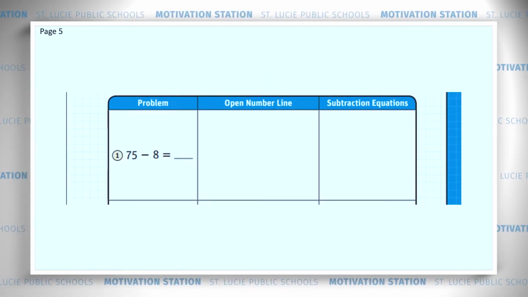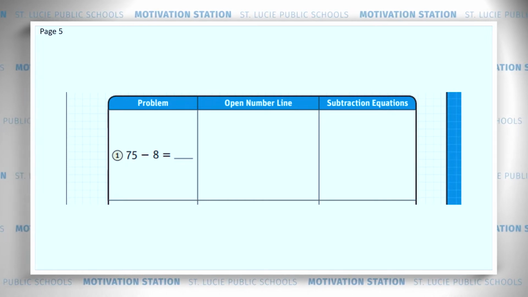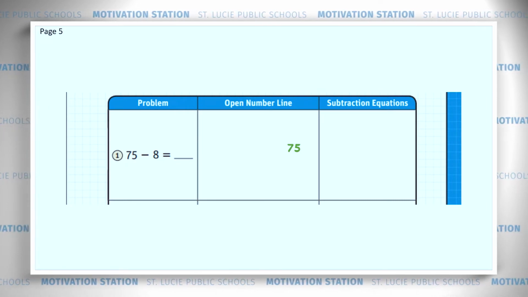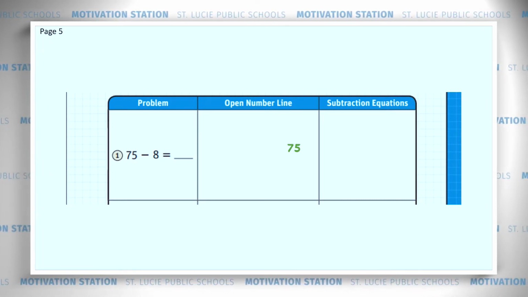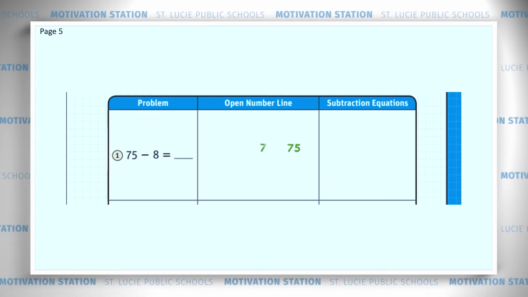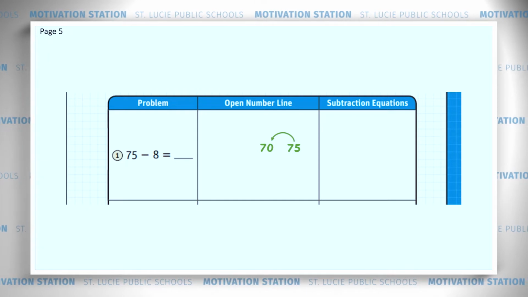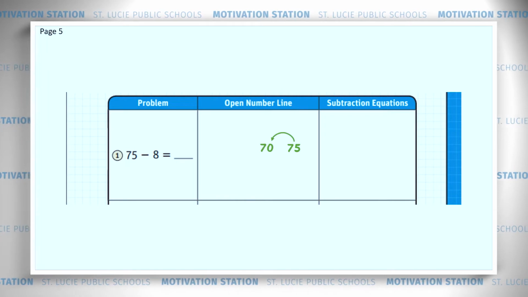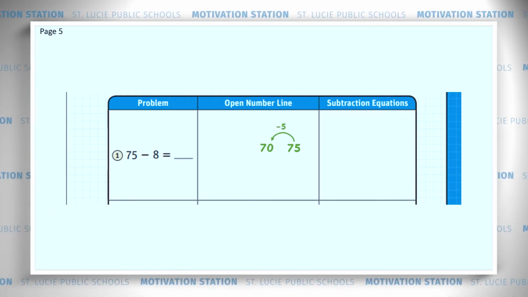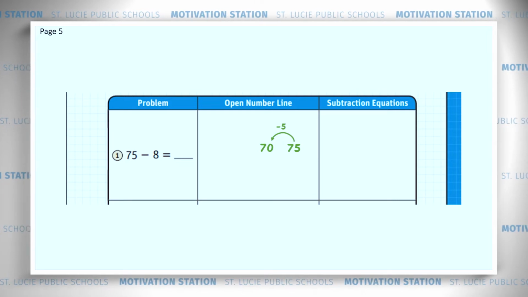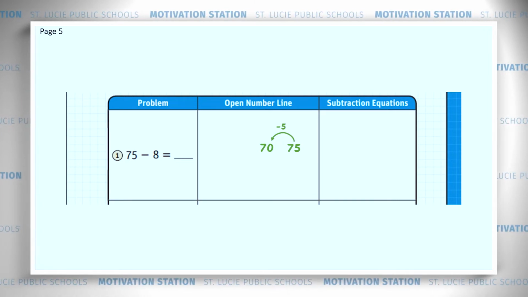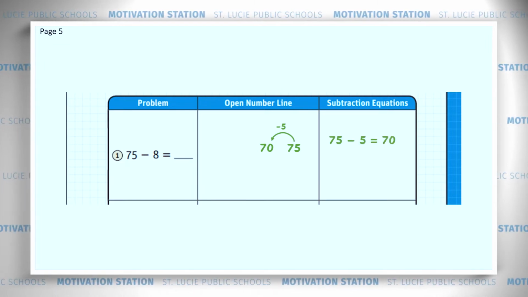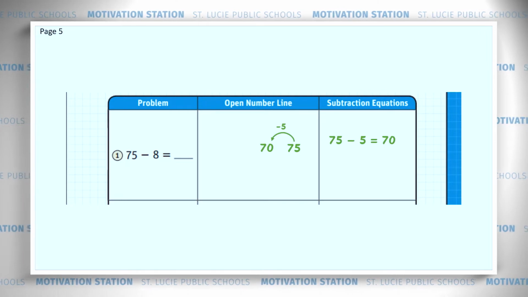Number 1 says 75 minus 8. To start my open number line, I write 75. Then I need to think about my first jump. Well, I need to go to the nearest 10 down because I'm subtracting, so that would be 70. My first jump is going to be backwards because I'm subtracting. What do I subtract from 75 to get to 70? Right, minus 5. I need to write this equation down to show my work. The first equation I did as part of my open number line was 75 minus 5 equals 70.